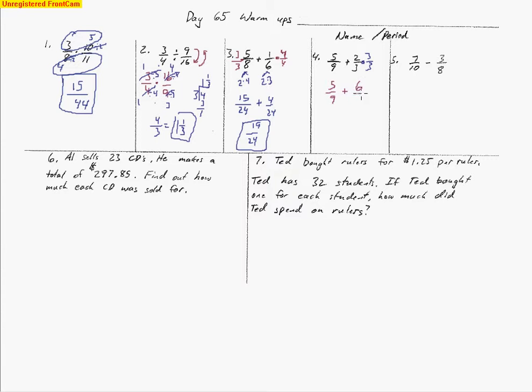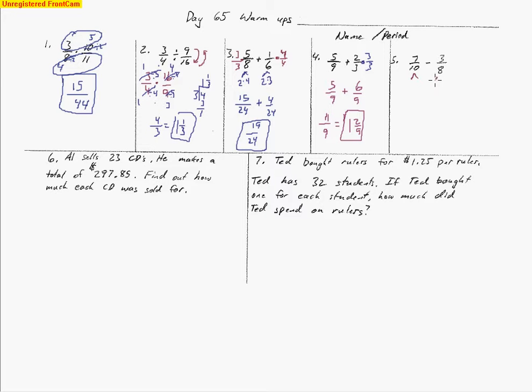Multiply straight across here. 2 times 3 gives me 6. 3 times 3 gives me 9. So I'm ready to add. 5 and 6 give me 11. So 11/9. 9 goes into 11 one time with 2 left over this time. So 1 2/9 is our answer.